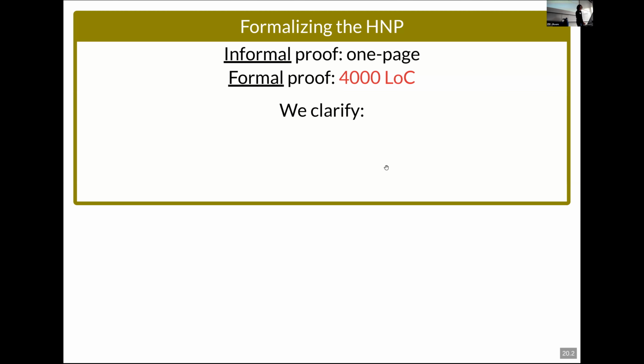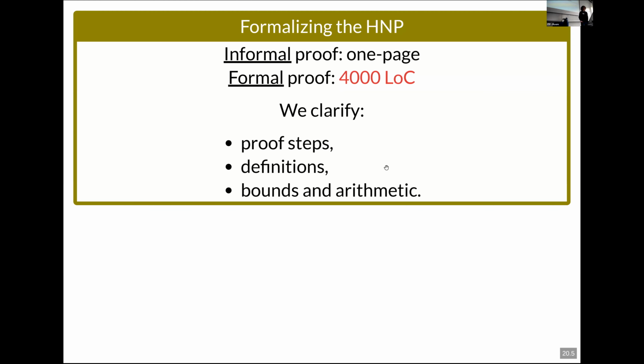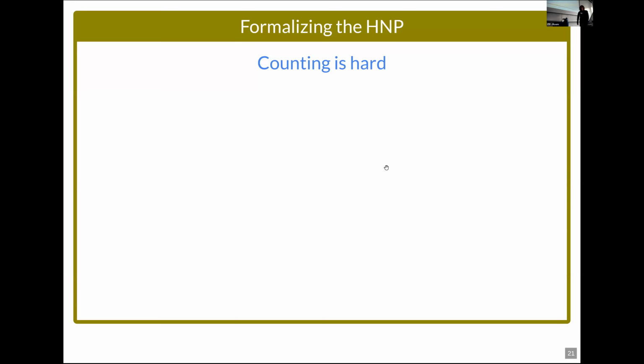So of course we're clarifying proof steps, lots of proof steps in fact, and definitions, clarifying exactly what these definitions mean, and then there's also lots of bounds in arithmetic. I think many people will be familiar with arithmetic in theorem provers not necessarily being the cleanest or the shortest thing, right? Okay, so one thing I want to talk about: counting. Counting is always difficult, right?